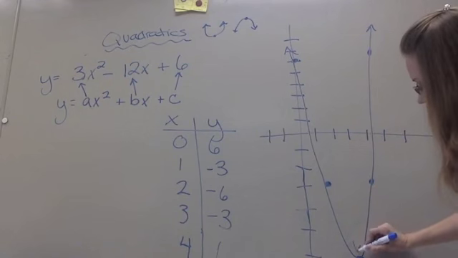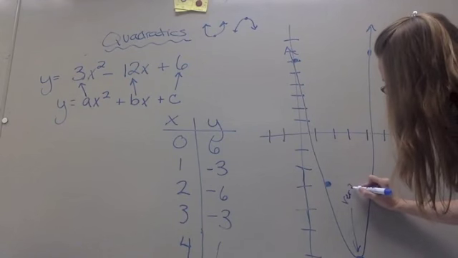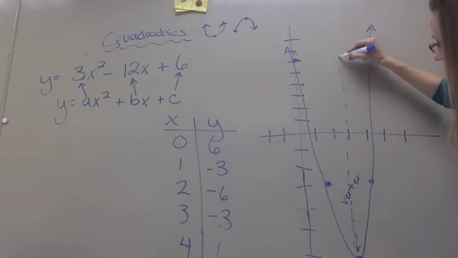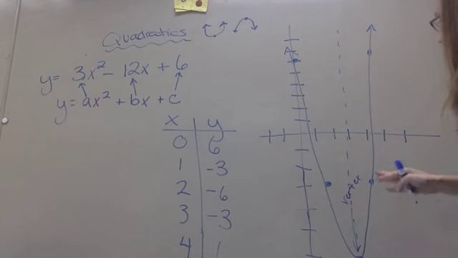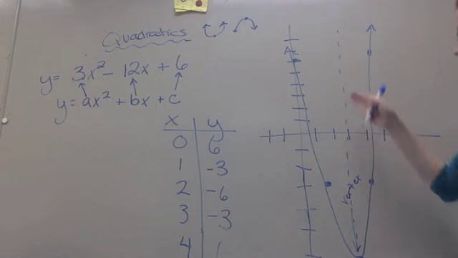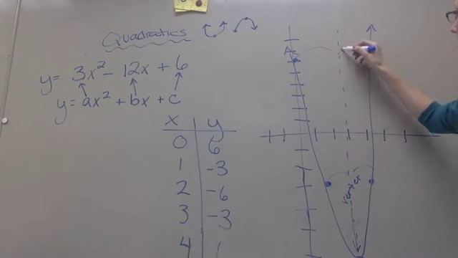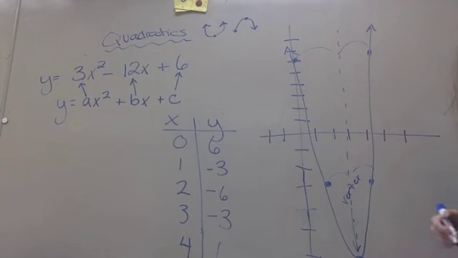This piece here is called the vertex. And if you imagine a dotted line here going straight up, that would be our line of symmetry. If we were to fold it in half right here, the distance from this point to here and this point to here, this point to the line and this point to the line are going to be the exact same.